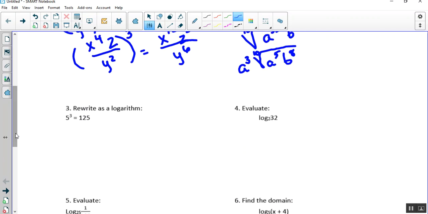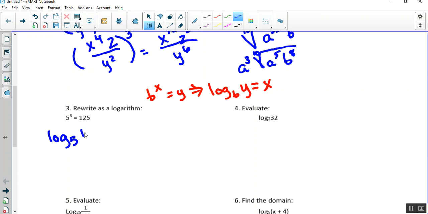Okay, so when you're rewriting as a logarithm, it's helpful to keep the rule handy. If you have a base to the x is equal to some y, you can change that so that you have a log, and the base of the exponential is the base of your log, so log base b of y is equal to the exponent. So remember that the answer to a logarithm is the exponent. All right. So I'm going to write the word log. The base of my log is 5. Next comes the 125, and the answer to the logarithm is the exponent.